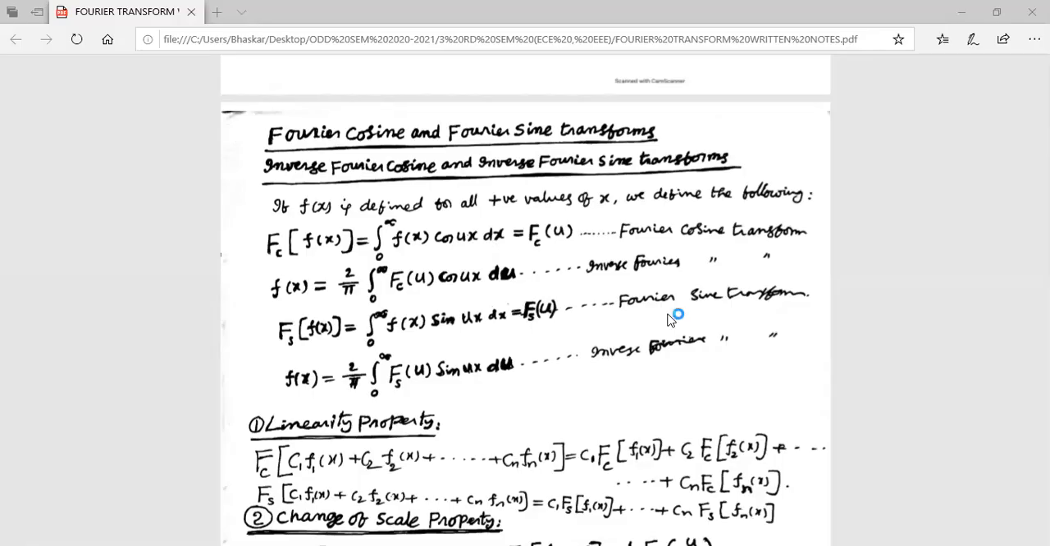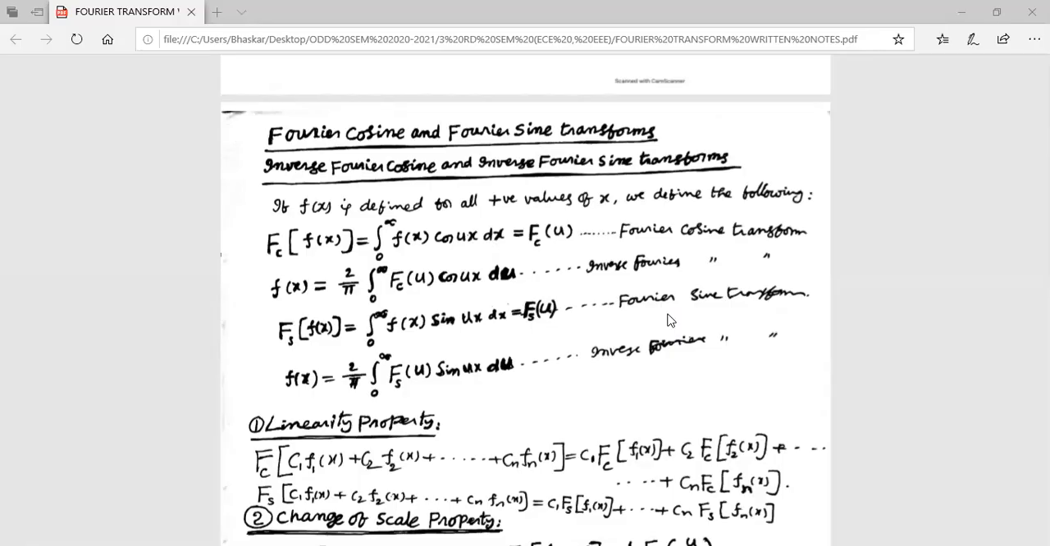This class, we are going to see what the Fourier cosine and sine transforms are for different types of functions. Before we go to that, first we are going to see the definition of the Fourier cosine and sine transforms.